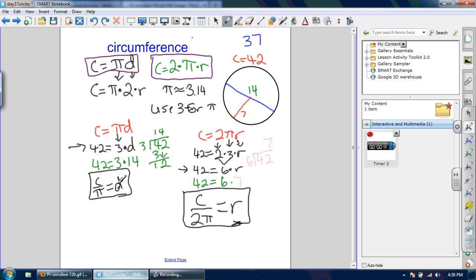So that's it. We've got now 4 formulas, all having to do with the circumference. We've got pi d, 2 pi r, and then c divided by pi equals d, c divided by 2 pi equals r. This is all real important for what we're doing this week. You are going to need to understand where this comes from. But we'll talk about it more tomorrow when I'm back. So that's it.